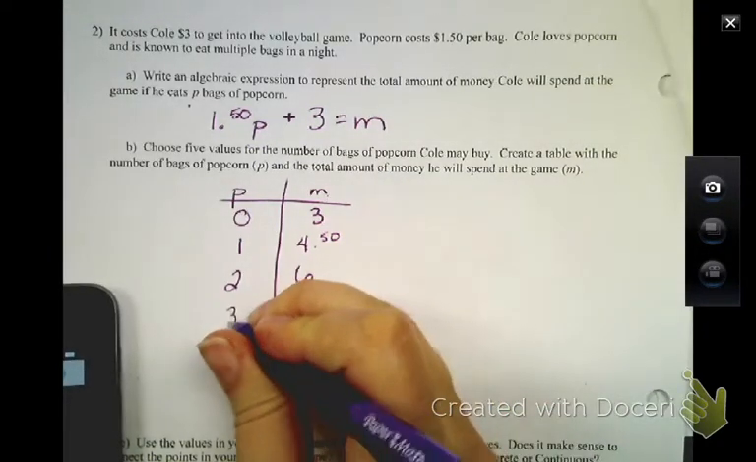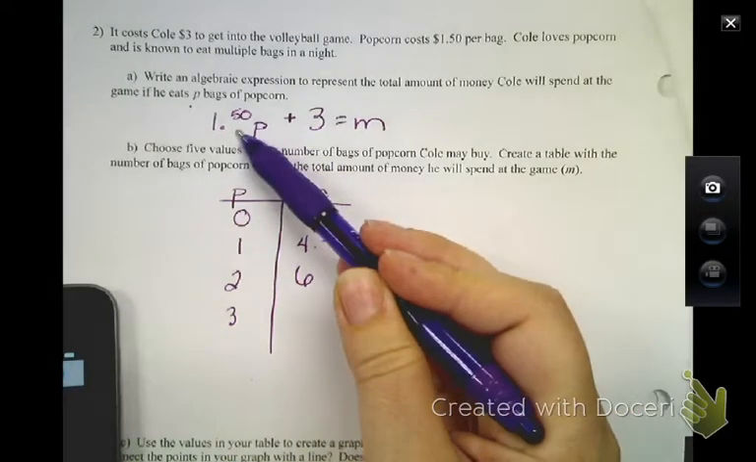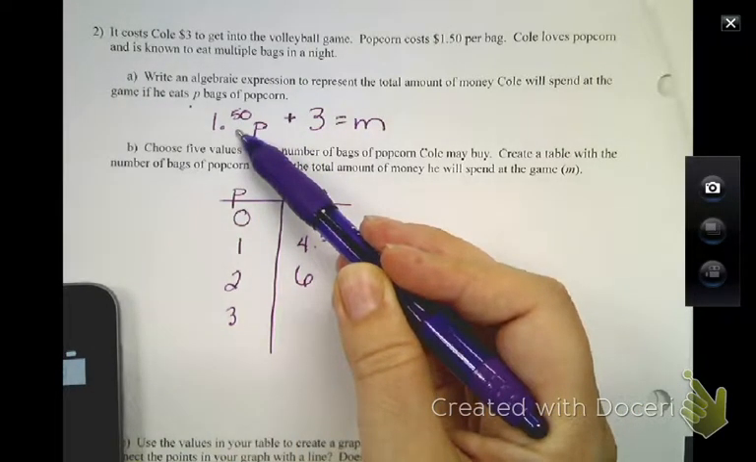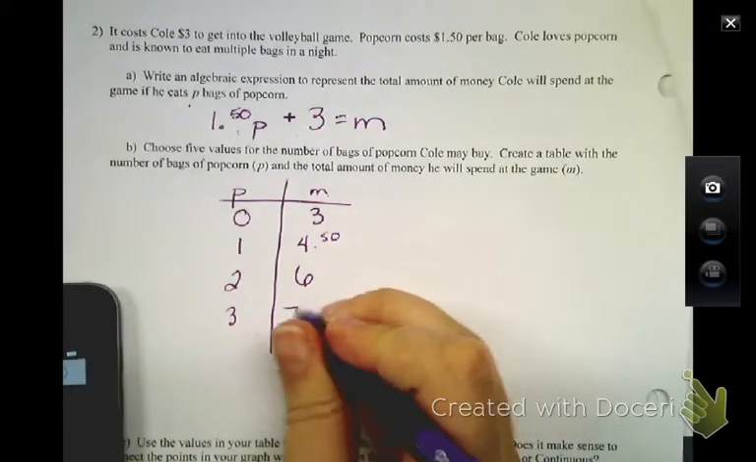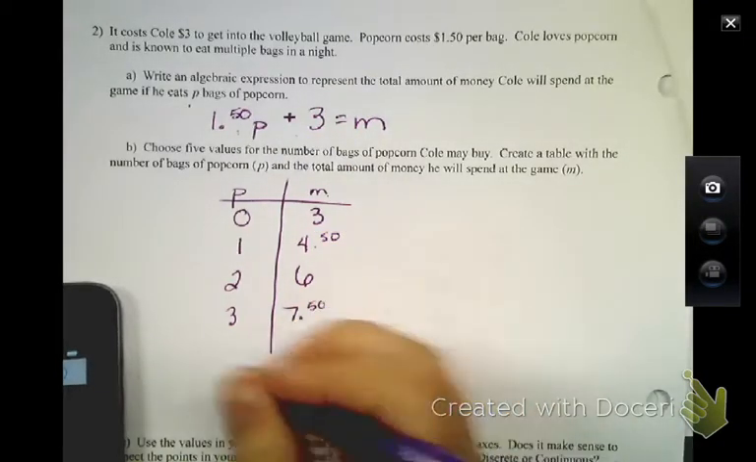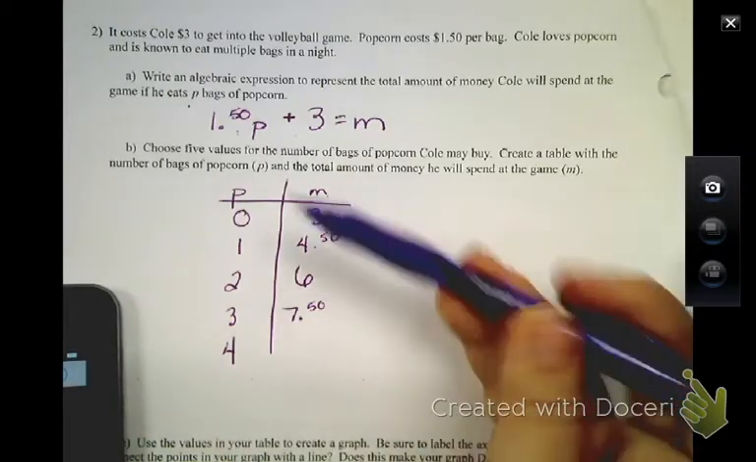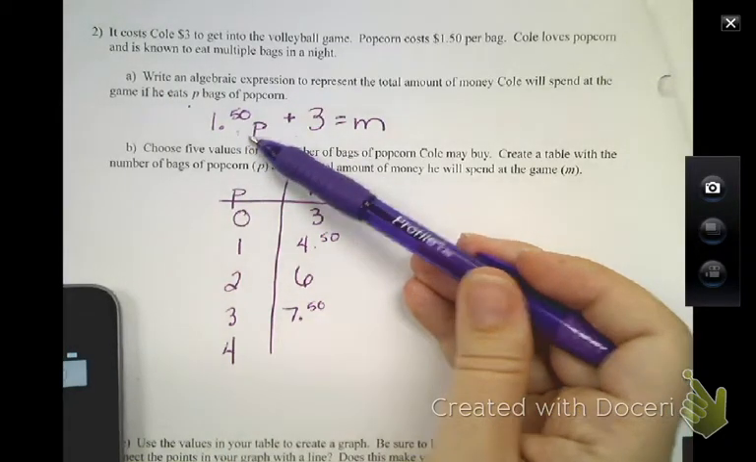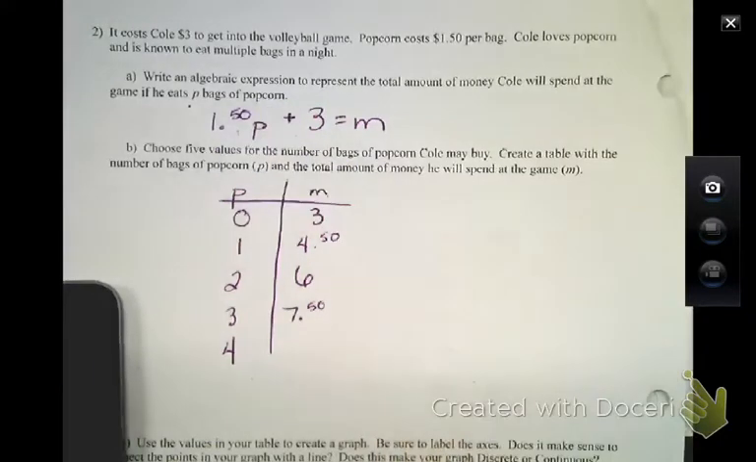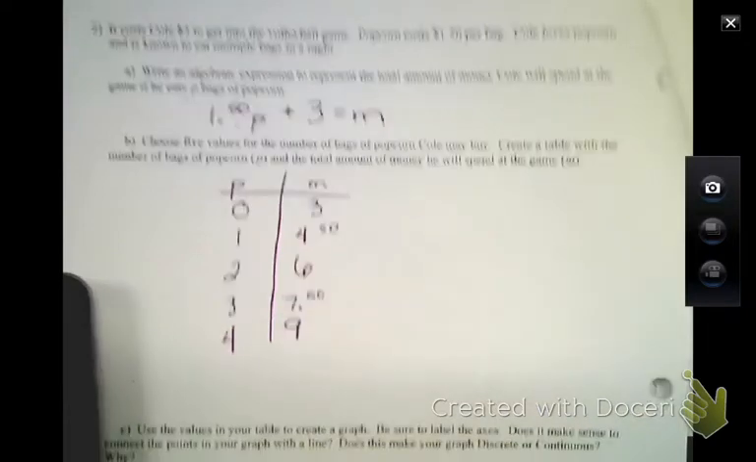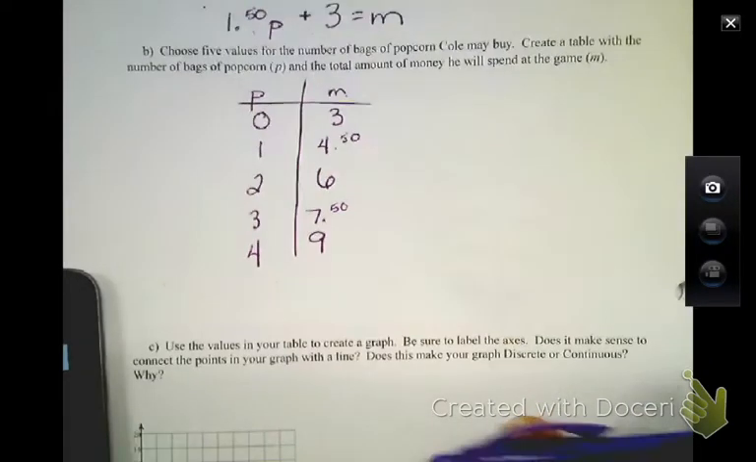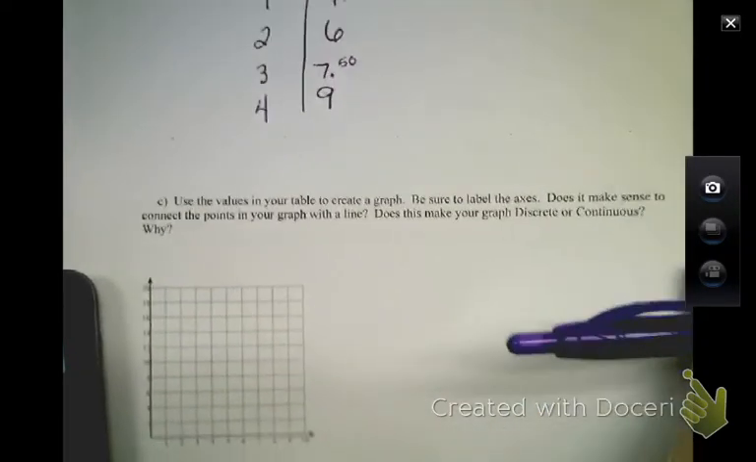If he gets 3 bags of popcorn, that is $4.50, plus another $3 is $7.50. If you have 4 bags of popcorn, that's $6 just to give to the concession stand, and we end up with $9 after that. So let's go to the graph.